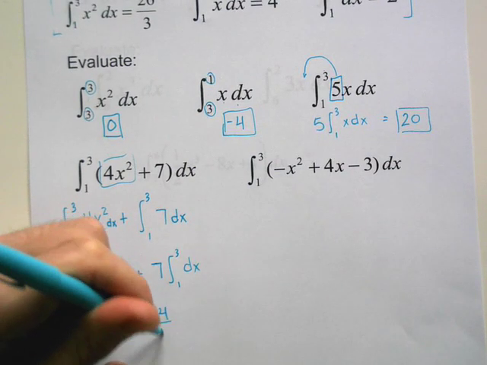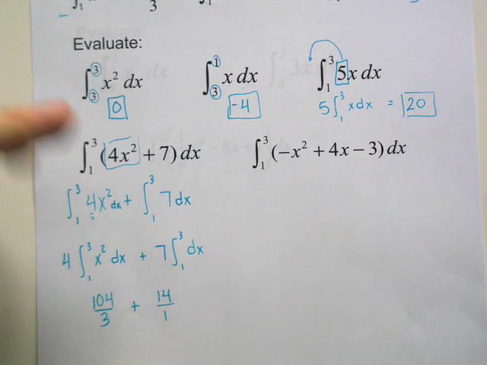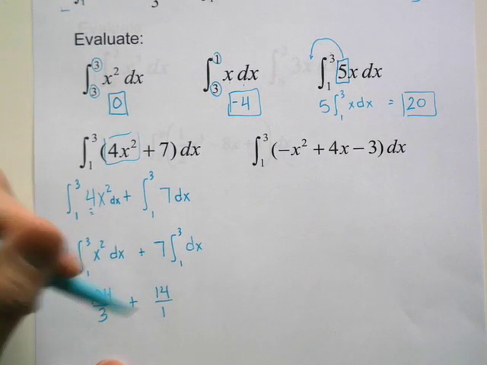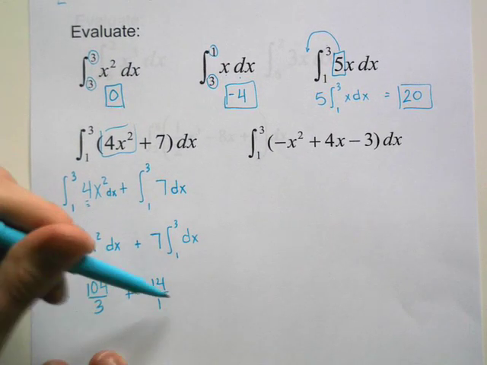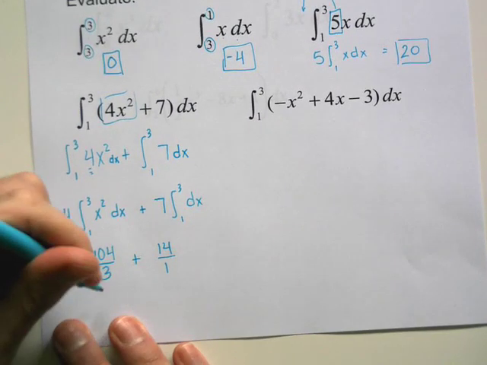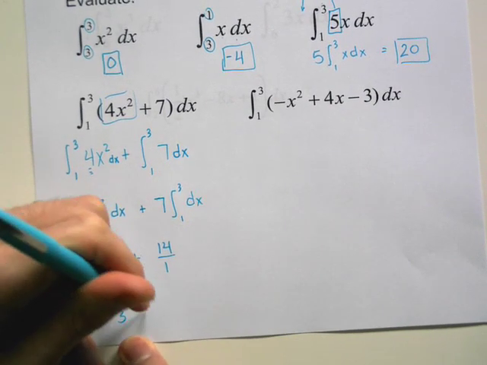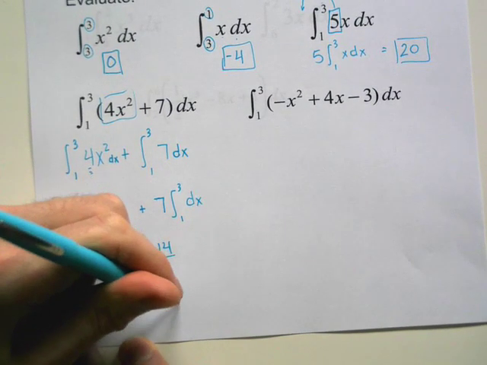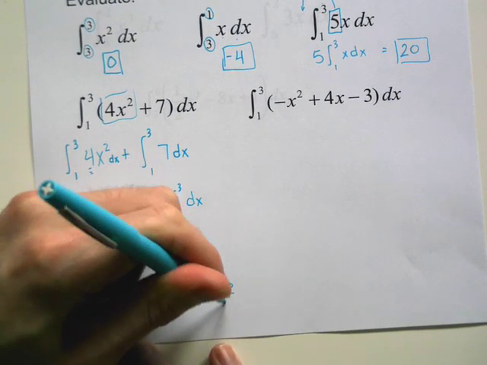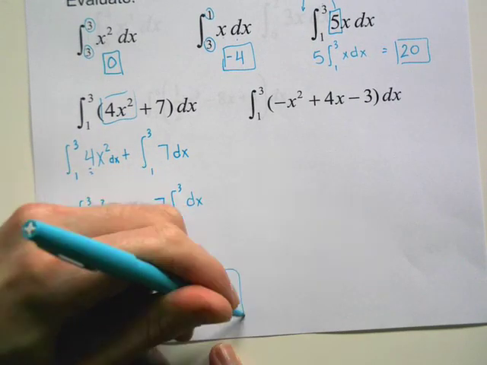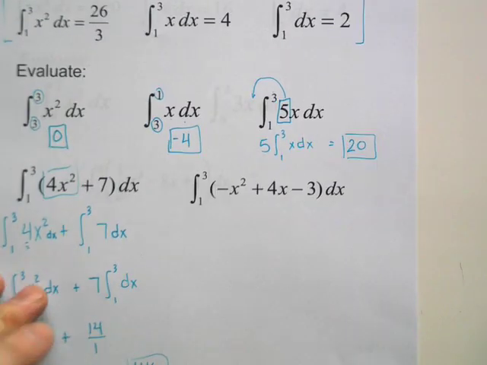Now, we want to get exact answers today, so let's not get decimals and start rounding. Let's get exact answers. Just to save time on this video, I'm just going to tell you, when you take the common denominator here, you end up getting 104 over 3 plus 42 over 3 equals 146 over 3, and that gives me an exact answer. Okay? All right, let's try this second one.